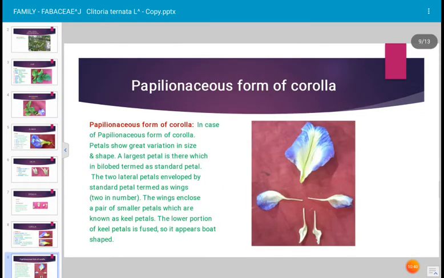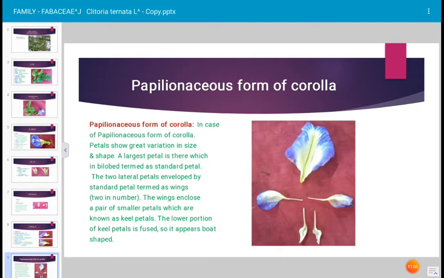Next, this is the corolla of Clitoria ternata. It is a typical and very specific characteristic feature of family Fabaceae. And what is papilionaceous form of corolla? In case of papilionaceous form of corolla, petals show great variation in size and shape.